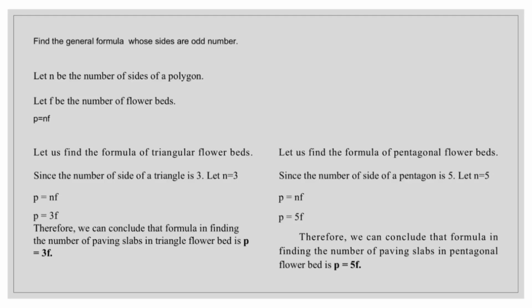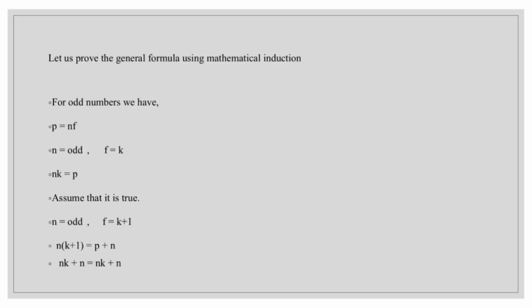So, tama yung mga nakuha nating formula bawat polygons dun sa triangle at pentagon. So, now let us prove the general formula using mathematical induction. For odd numbers, we have P is equal to NF. So, N is equal to odd and F is equal to K. Then P is equal to NK. Assume that it is true.